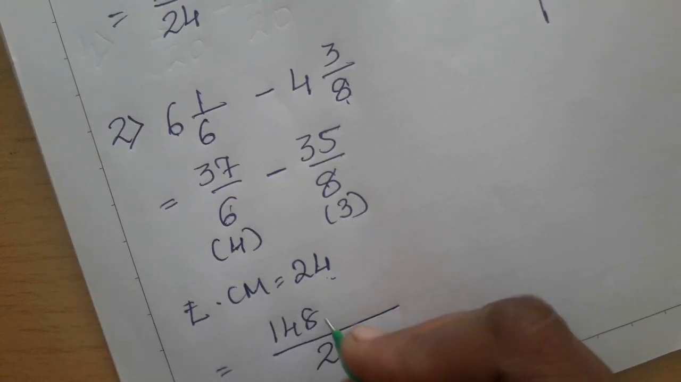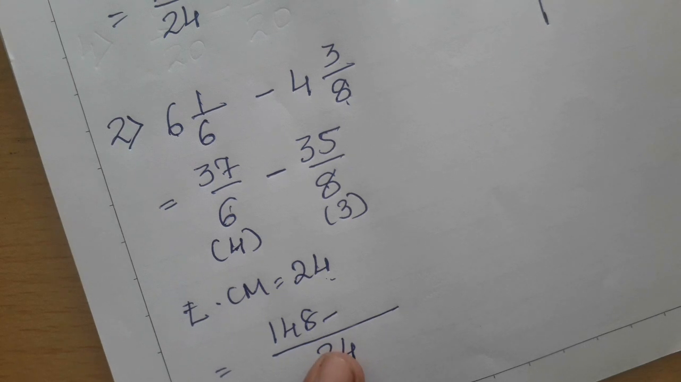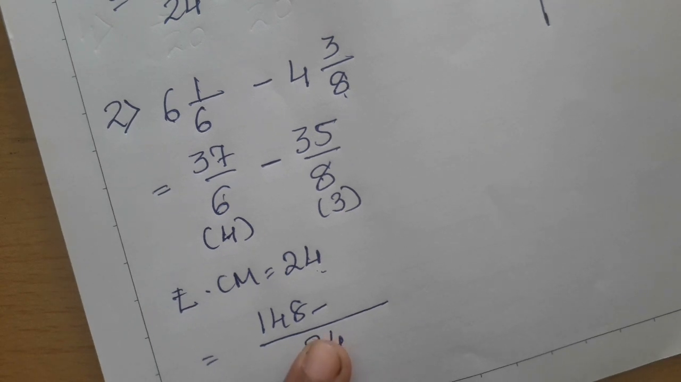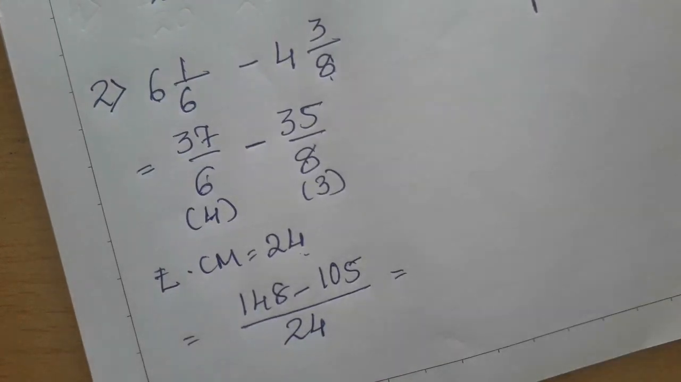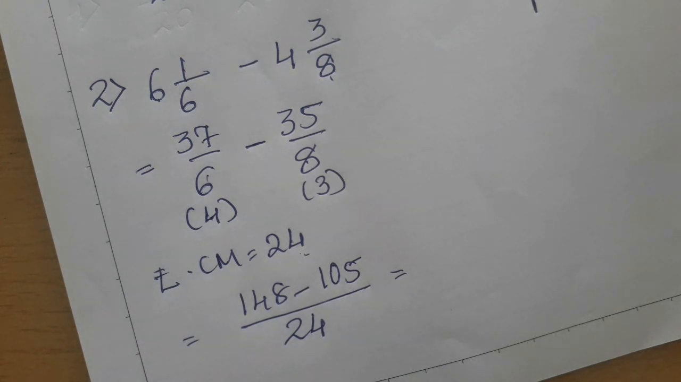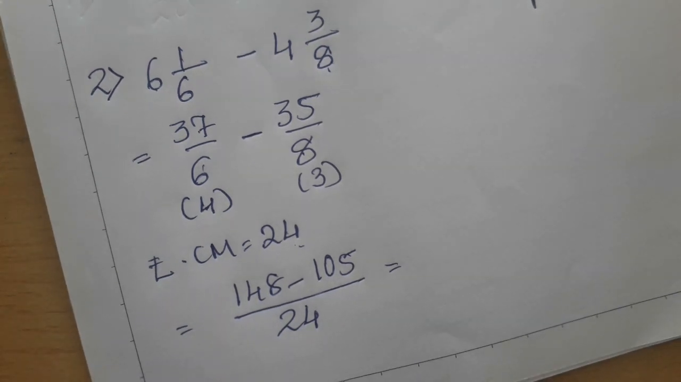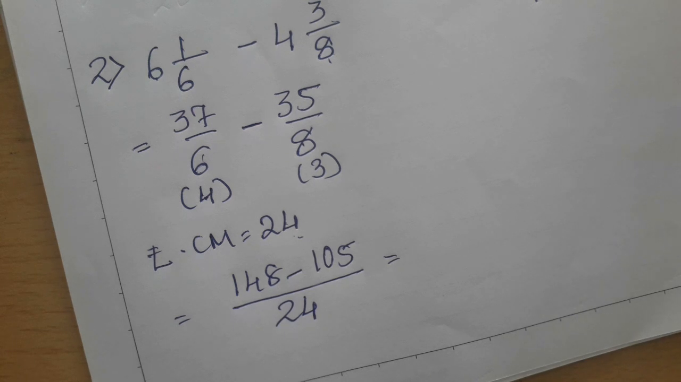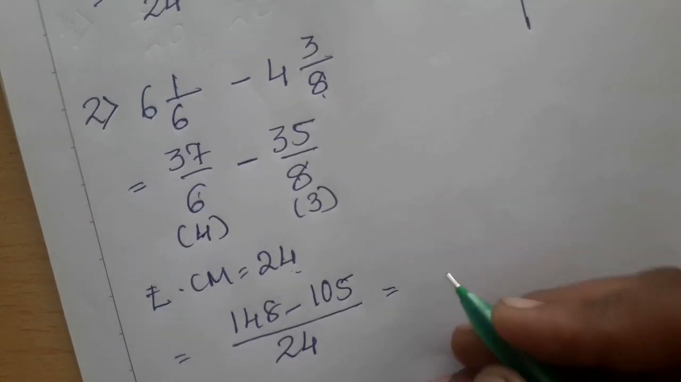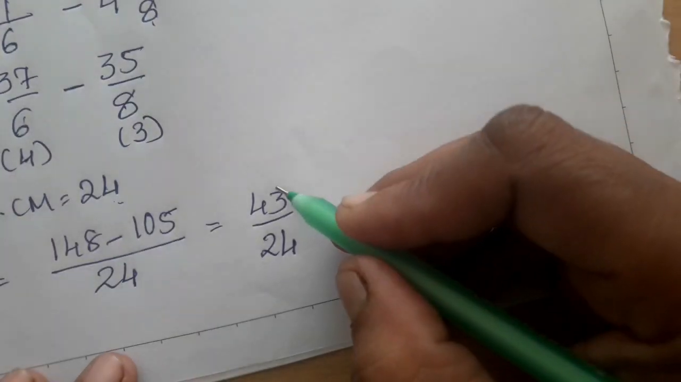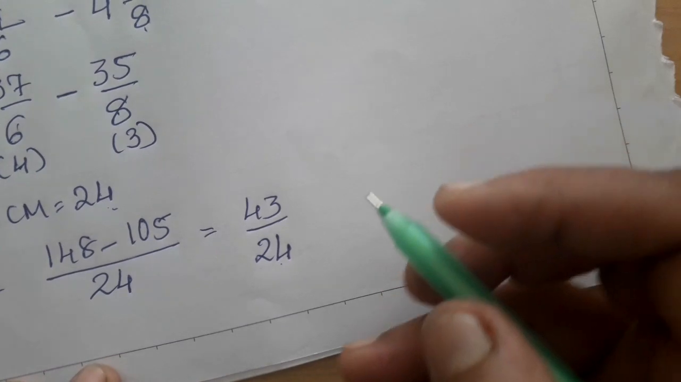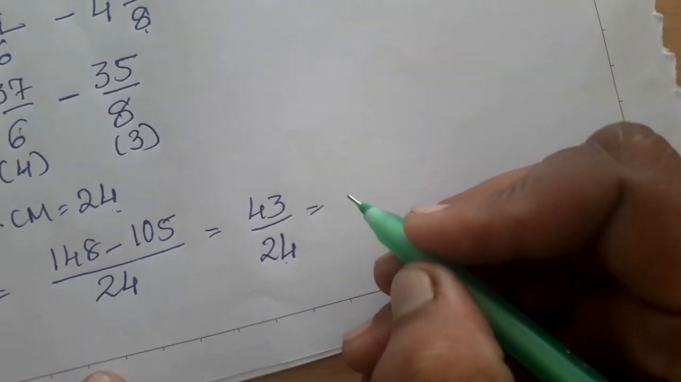148 minus you have 35 into 3. Okay. So what is 35 into 3? 105. So I will write 105, and now I have to do 148 minus 105. So what is that answer? 43 upon 24. Right? Now the numerator is bigger than the denominator, so I have to convert it to a mixed fraction. So how do I need to do it?